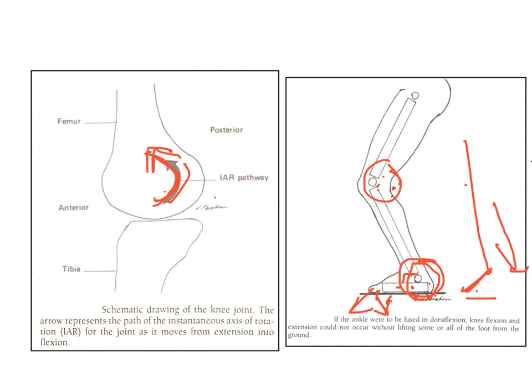The person can do the knee flexion and extension activity in an open kinematic chain, but it is very difficult to do in a closed kinematic chain when the ankle is fused. So these are the things you have to keep in mind. Okay, in the next session we are going to discuss the osteokinematics of rotation of the knee joint. Thank you.